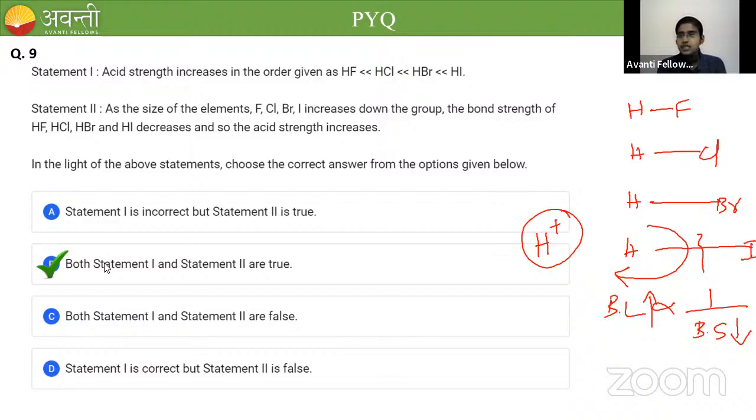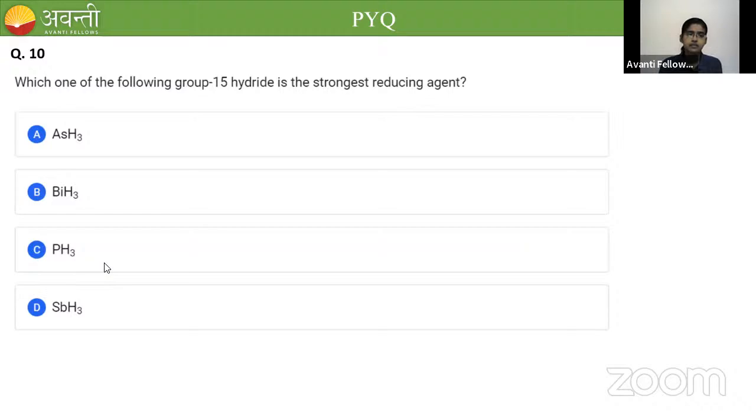So is this clear to all of you? Shall we move on to question number 10? If you have any doubts, just inform me in the chat box, okay? I will move on to question number 10.